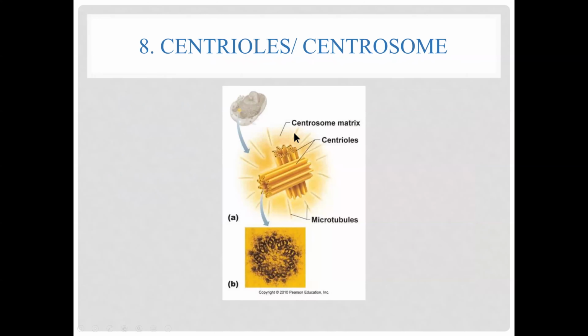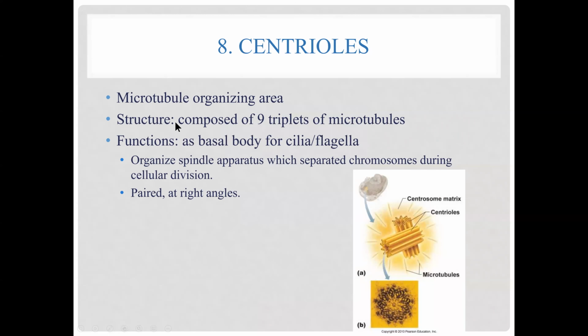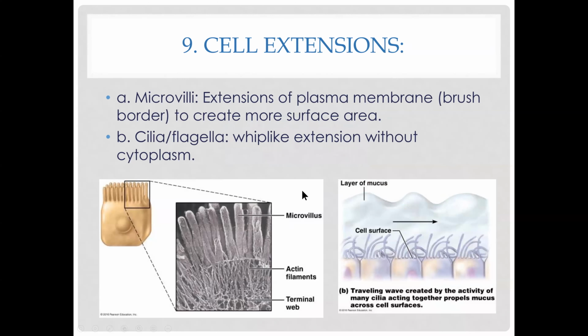We have the centrioles, which are responsible for tubular organization. Okay, they're the attachment point for cilia or flagella, or during cellular division, which we'll talk about on Wednesday. They migrate to the poles. They spin out spindle fibers, and those spindle fibers will attach to the chromosomes. So microtubules are 9 triplets, and they're at right angles to each other. Basal bodies for the cilia and flagella. Organized spindle apparatus when separating chromosomes during cellular division, paired at right angles. That's all you need to know about the centrioles.